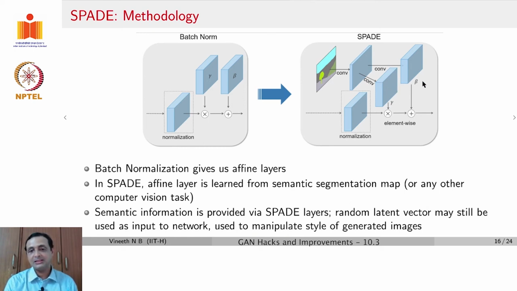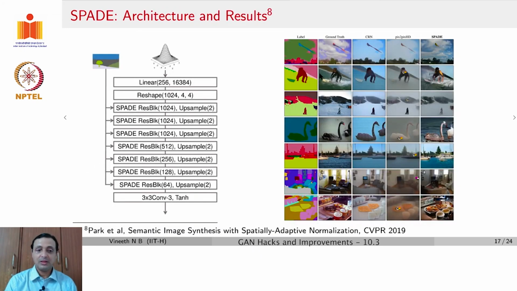These gammas and betas are defined at the pixel-wise level, which is what is denoted by the cross and plus here, which are done element-wise, allowing each pixel to be normalized in a different way based on the semantic segmentation mask. Here are some interesting results.